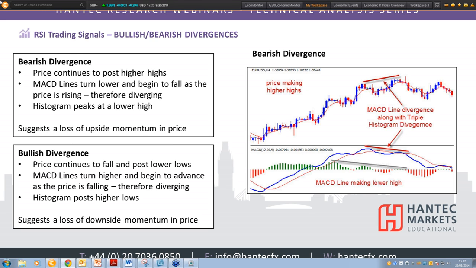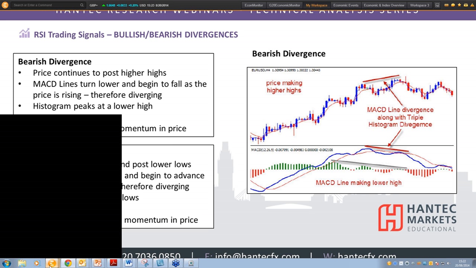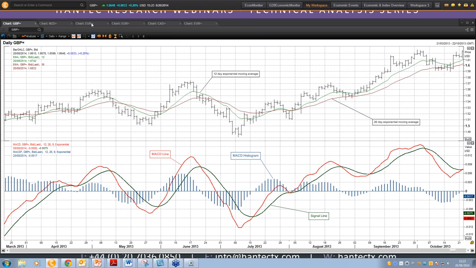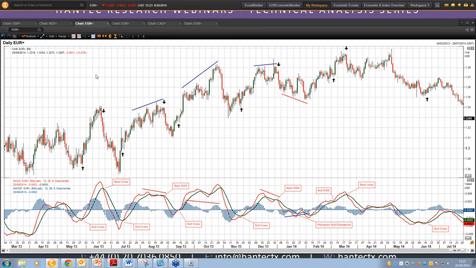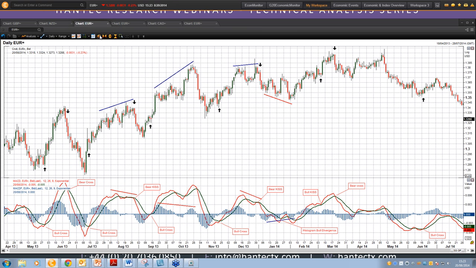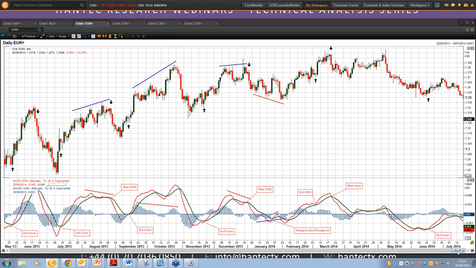So I will show you that now in a chart of the euro. Now, here we go. Lots of trading signals. So what I'll do is zoom in a bit more so you can see a bit better.